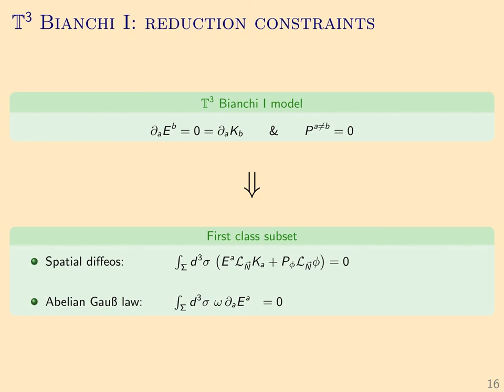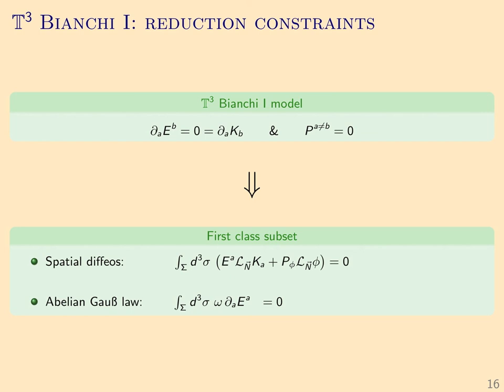Also, commuting with this, you get an abelian Gauss law, so divergence of E equal to zero, and this makes K transform as a connection. So K will transform as an abelian connection, and E will be left invariant by this Gauss law. Therefore, these variables that we have here are really like the variables of Maxwell theory. So they're connection variables, but they're abelian.